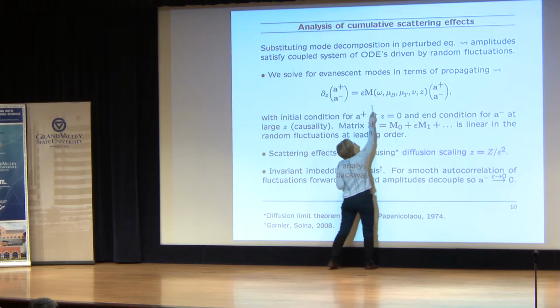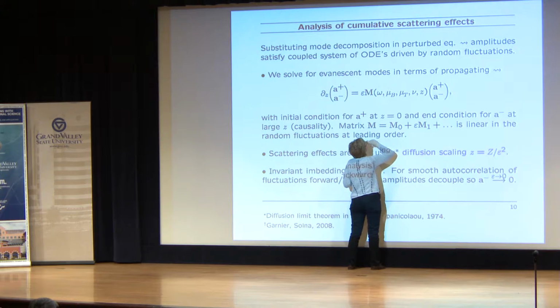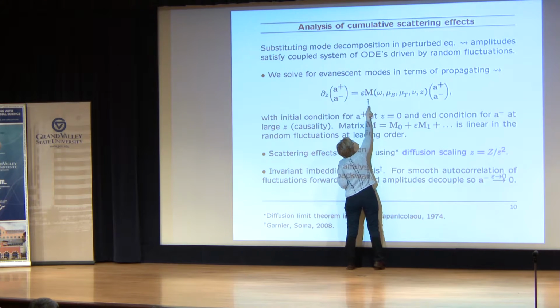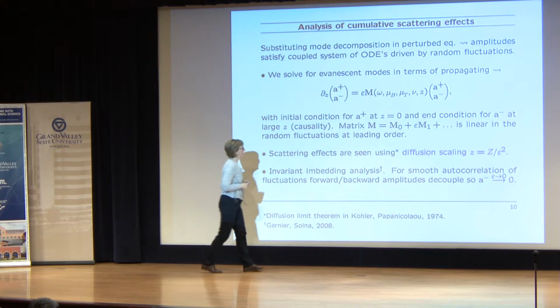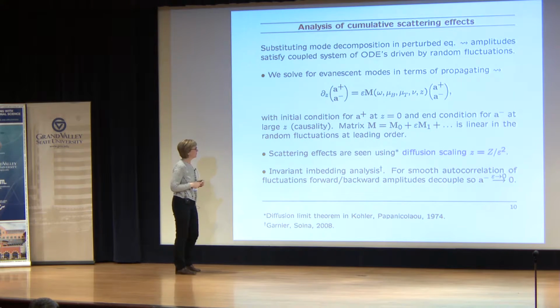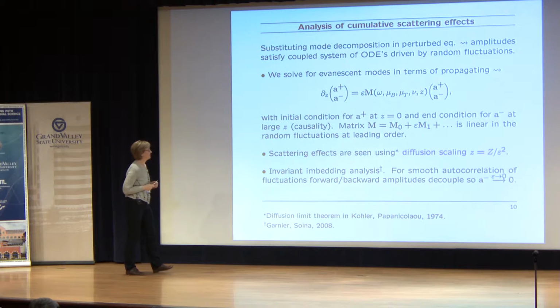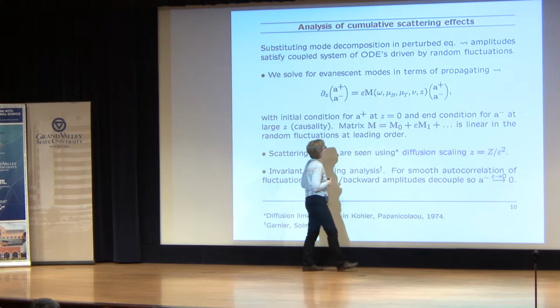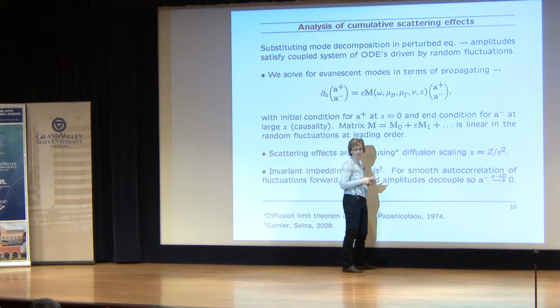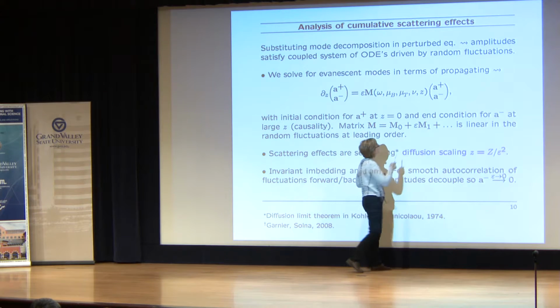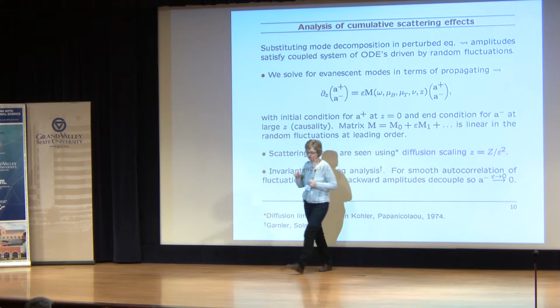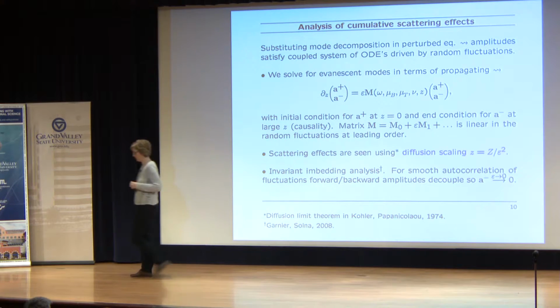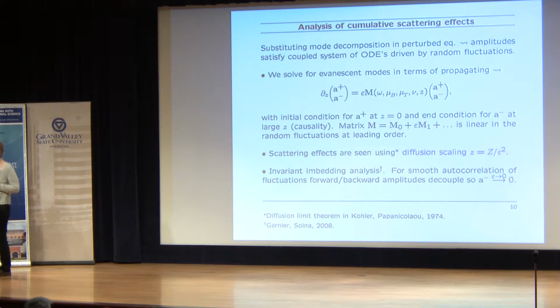We have the right-hand side, which is driven by the fluctuations. You see the epsilon appearing and the matrix M, which in fact has a series expansion and is linear in the random fluctuations at leading order. It depends on the fluctuation processes mu, which model the complexity in the medium, and it also depends on z. They are oscillatory functions, so z appears in a deterministic phase. Okay, so this is how these mode equations look.